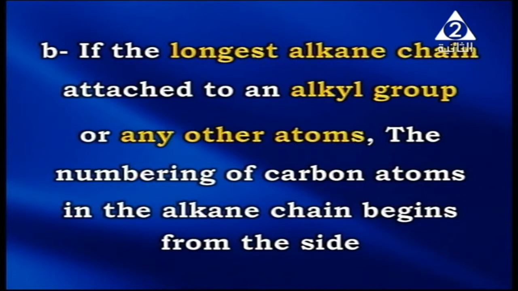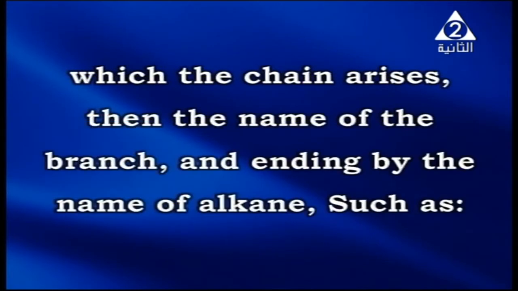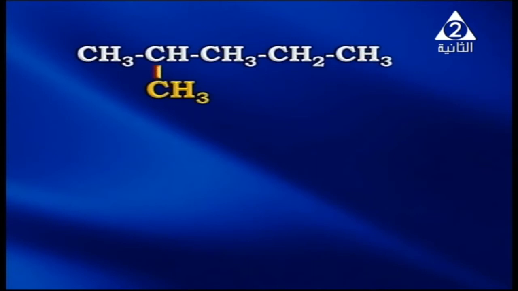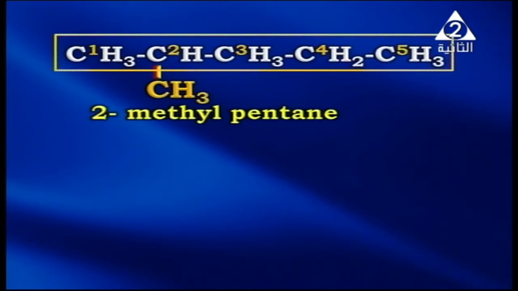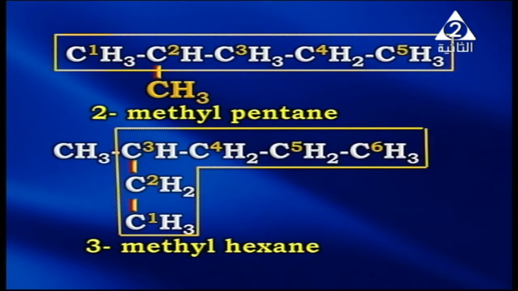If the longest alkane chain is attached to an alkyl group or any other atoms, the numbering of carbon atoms in the alkane chain begins from the side which is near to the branch. The nomenclature begins with the number of the carbon atom from which the branch arises, then the name of the branch, and ending with the name of the alkane, as shown on the screen. This molecule, its name will be 2-methylpentane. Here the numbering of carbon atoms starts from the end nearest to the branch. Another example, here it will be 3-methylhexane.